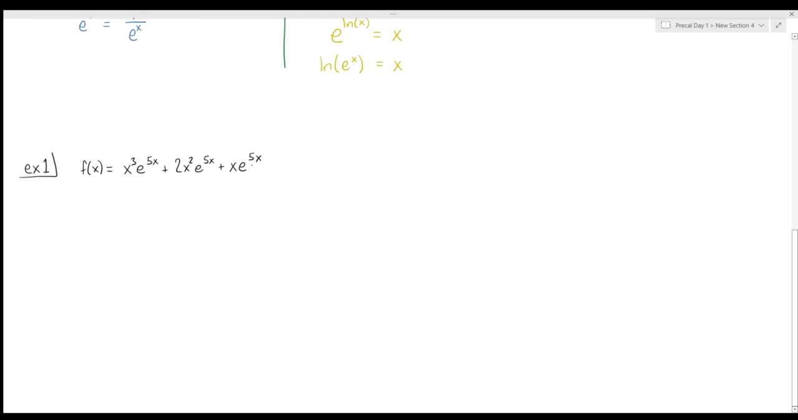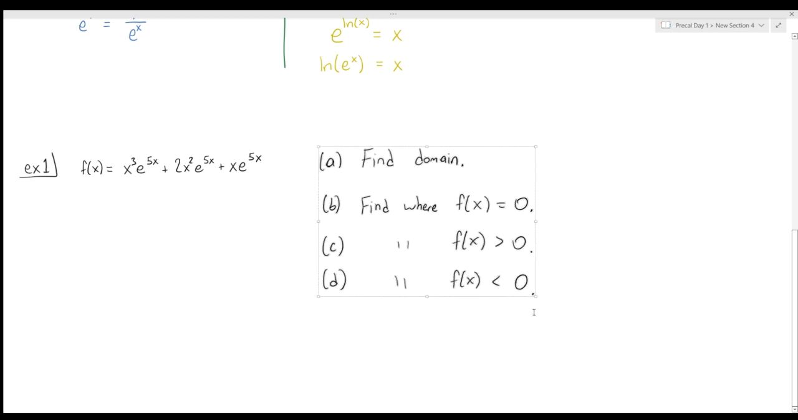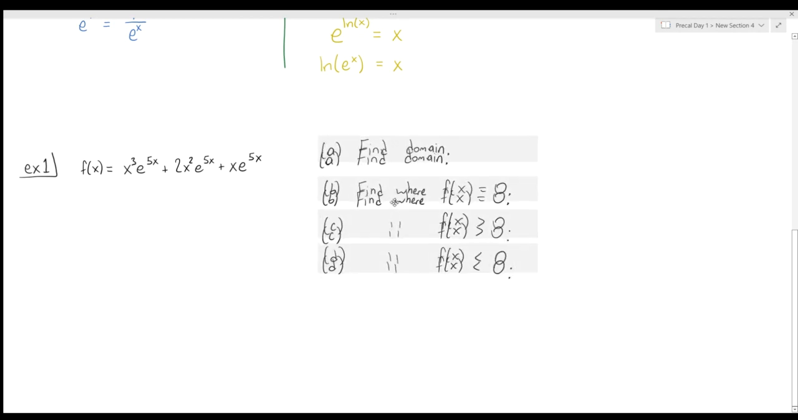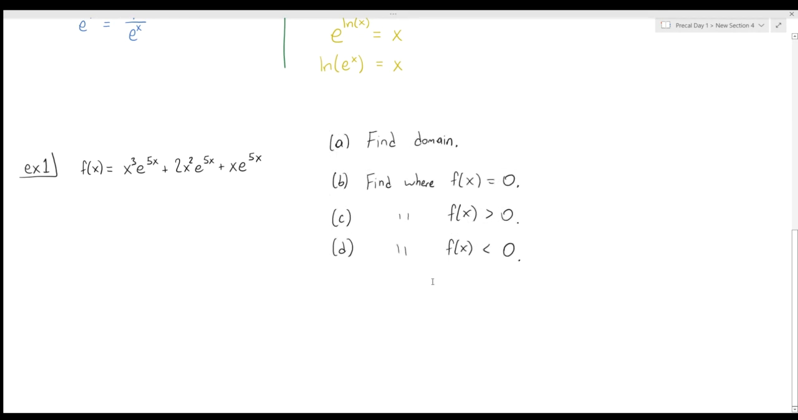So let's consider this first example. Now again, we're just doing the same old thing. So, find the domain and then figure out where it's 0, positive, and negative, all right? So let's see how that might work for a problem like this.